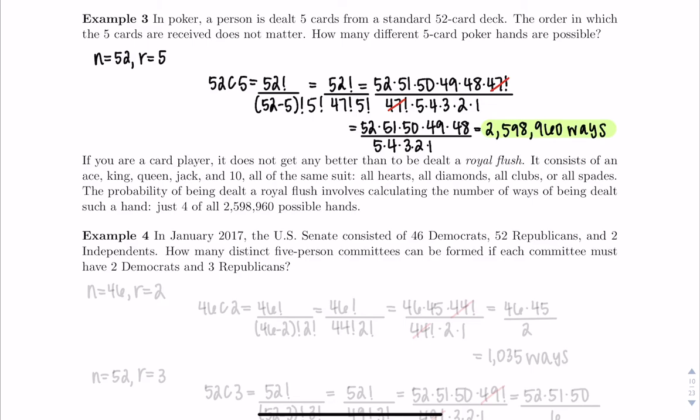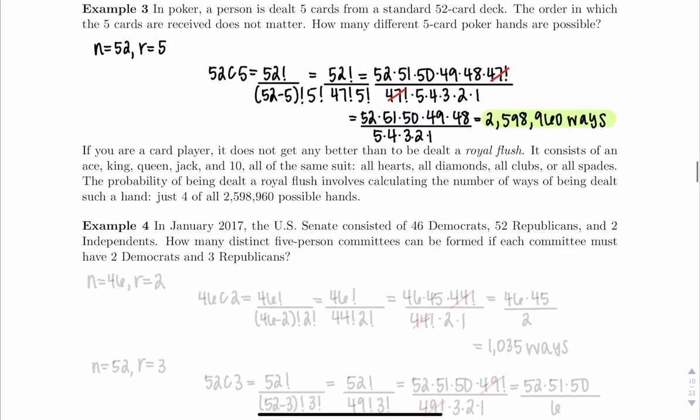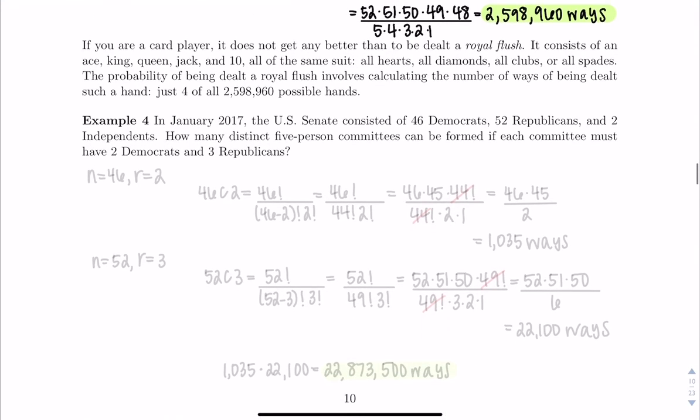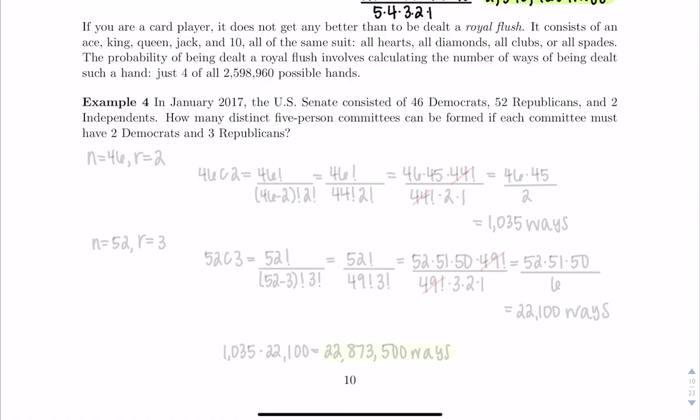In January 2017, the U.S. Senate consisted of 46 Democrats, 52 Republicans, and 2 independents. How many distinct 5-person committees can be formed if each committee must have 2 Democrats and 3 Republicans? So let's look at the Democrats first. So we have a big pool of 46 Democrats, and we need to have 2 Democrats that are picked.